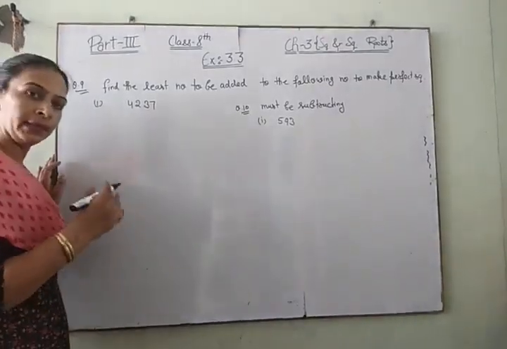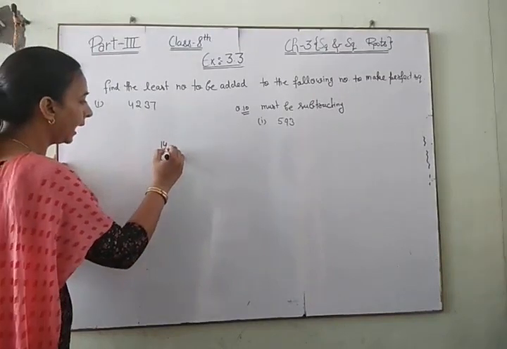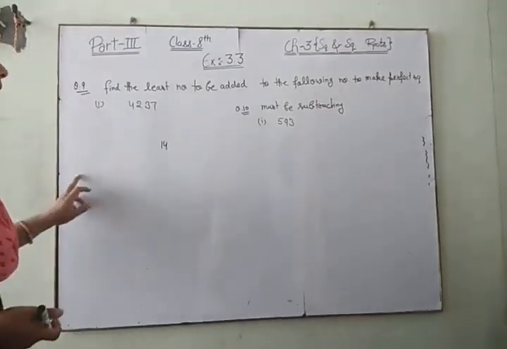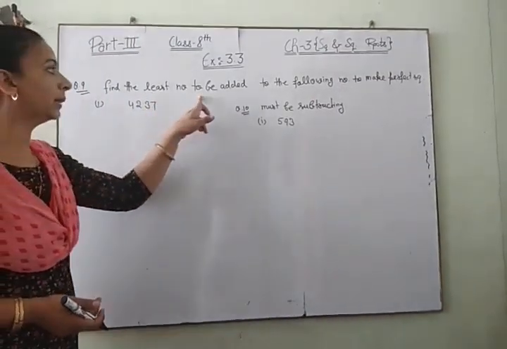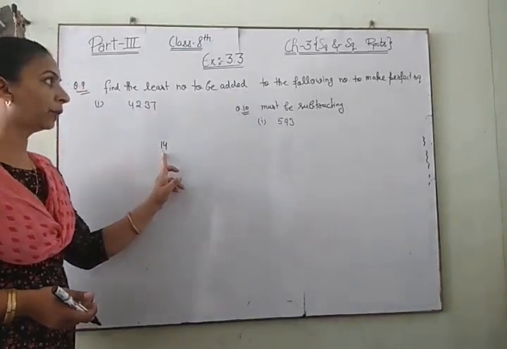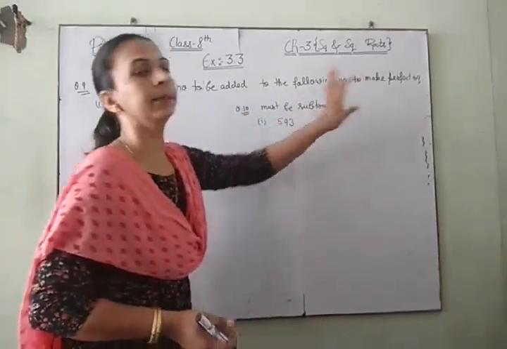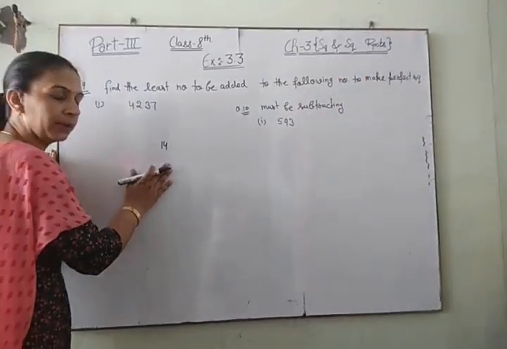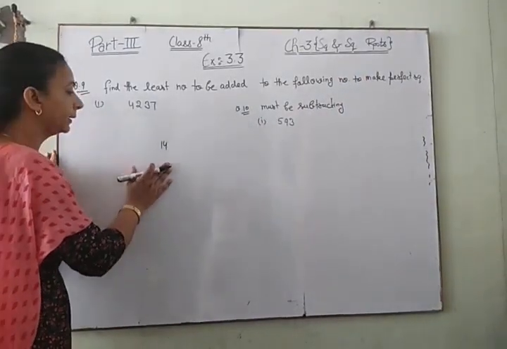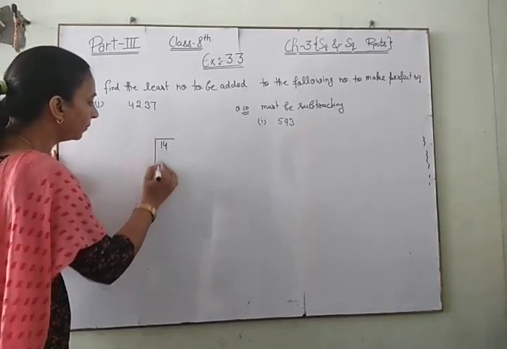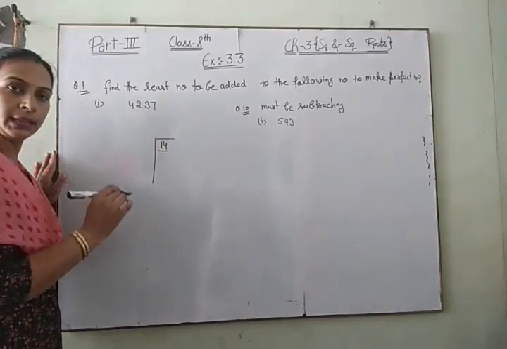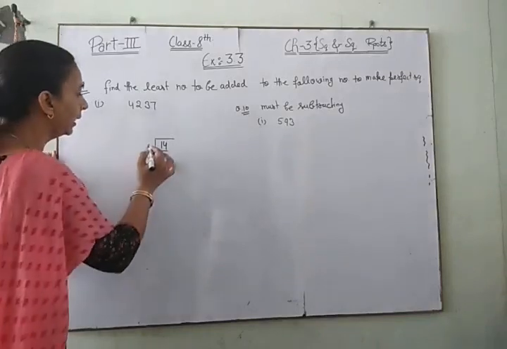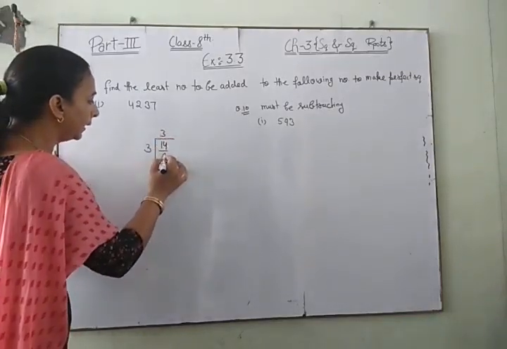Let us have a number 14. Find the least number to be added to 14 so that the resulting number is a perfect square. Students, first we find a square root of this. For the square root we make a pair. 3 3s are 9, 4 4s are 16.